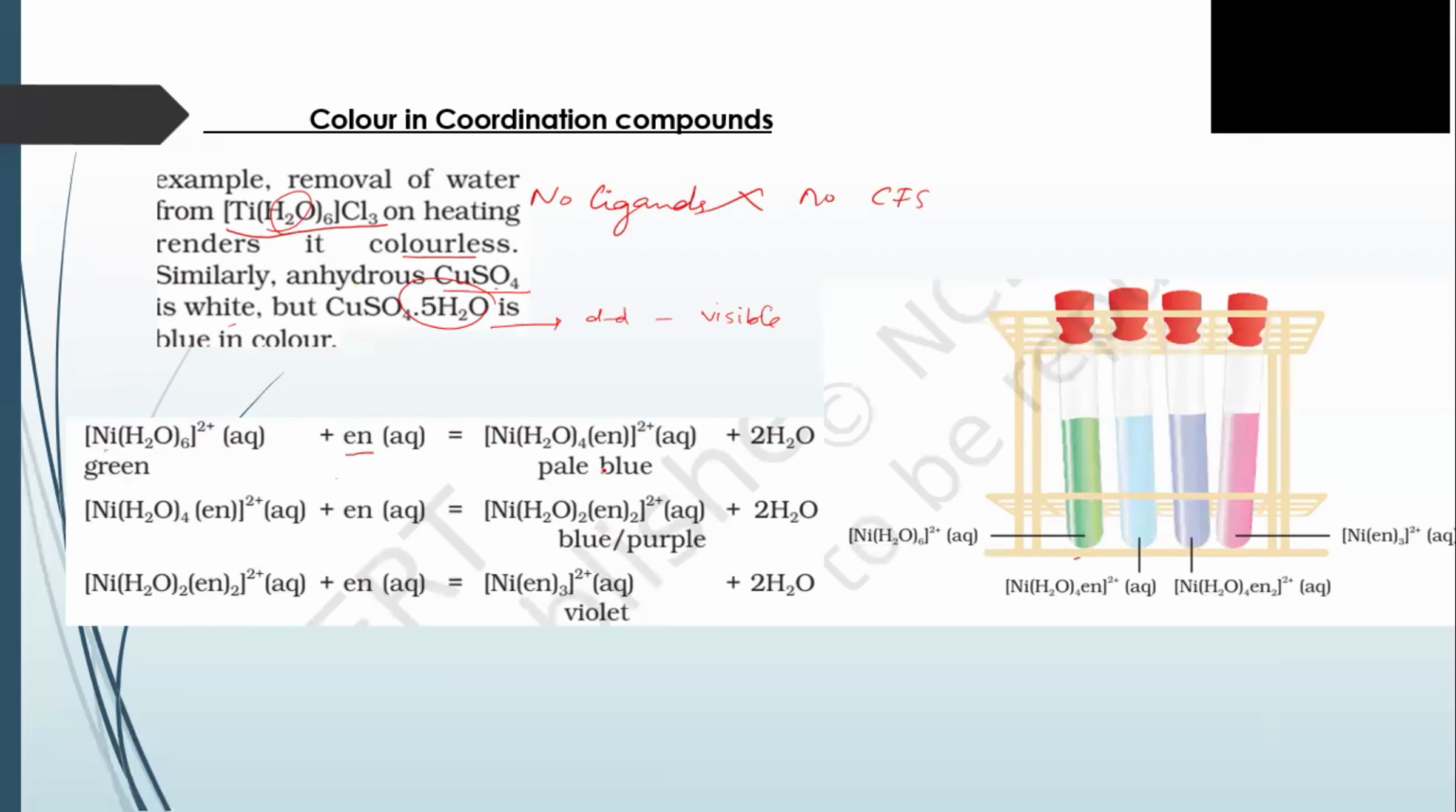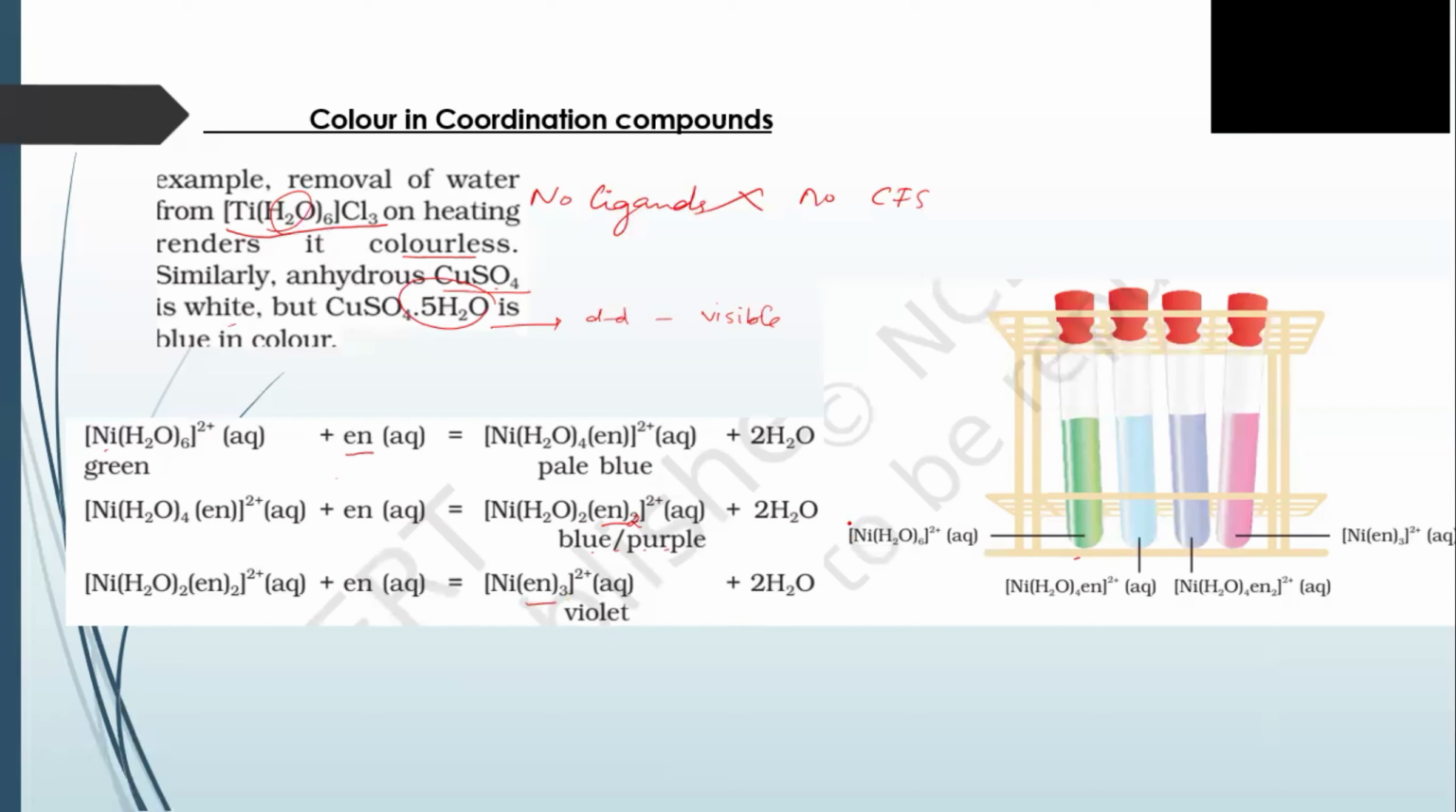When one ethylenediamine ligand is added, the color of the complex changes to pale blue. To that complex, when one more equivalent of ethylenediamine is added, the complex changes to the one with ethylenediamine twice, and the color changes to blue or purple. And to that complex, when another equivalent of ethylenediamine is added, this complex is obtained: nickel ethylenediamine thrice, and it is violet in color.